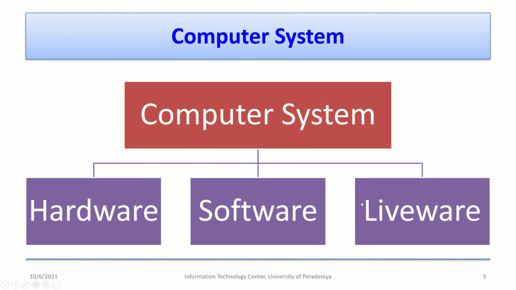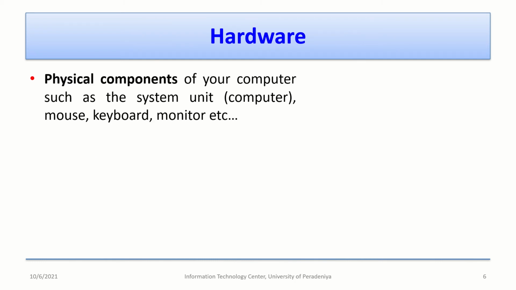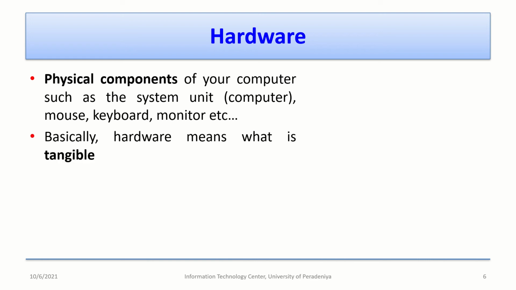Okay. The next one is the computer system. Actually, a computer system can be categorized into three main sections: hardware, software, and liveware, right? Let's take them one by one. What is hardware? Hardware is the physical components of our computer, such as the system unit, mouse, and keyboard. Those are referred to as hardware. So basically hardware means what is tangible.